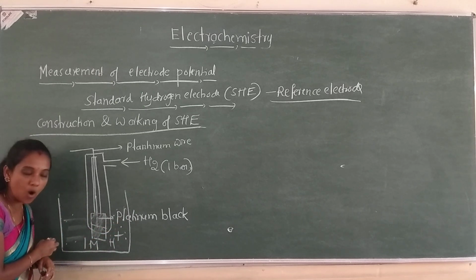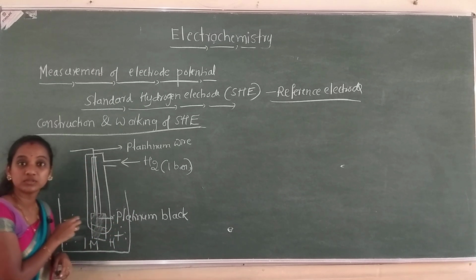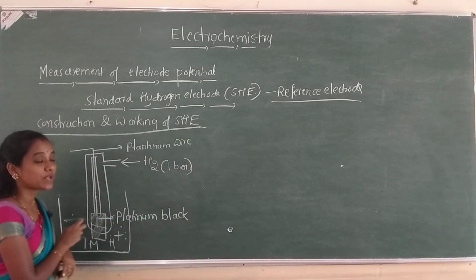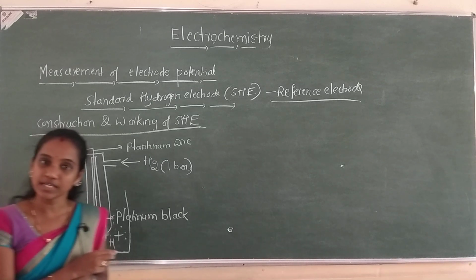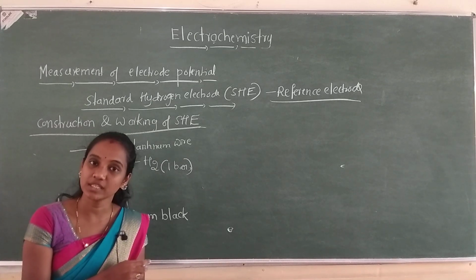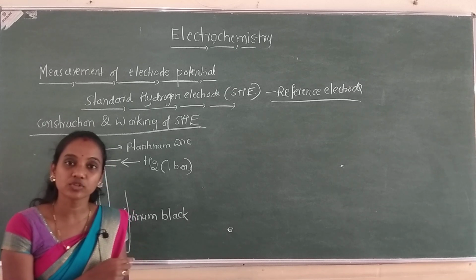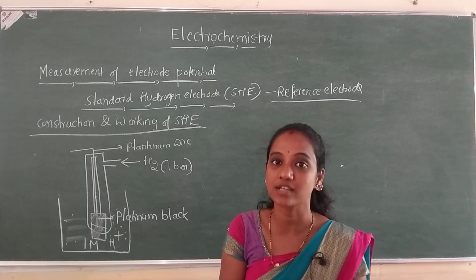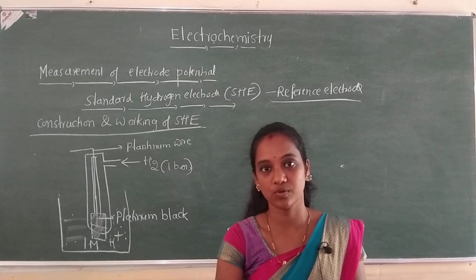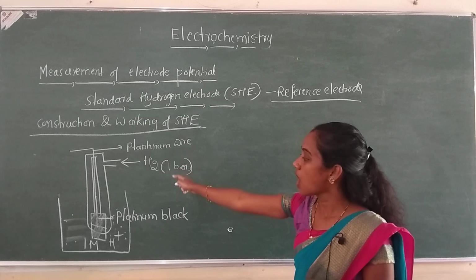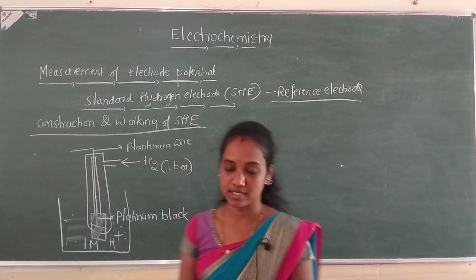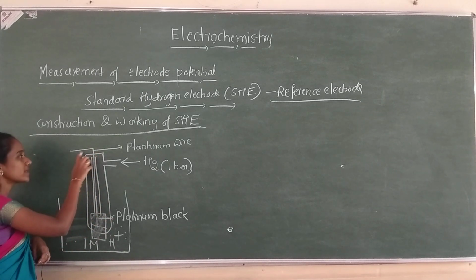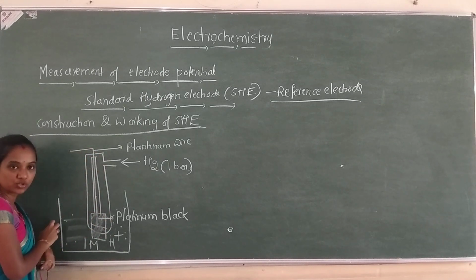It consists of a platinum electrode. What is the electrode present in the hydrogen electrode? It is platinum, which is an inert electrode. I already told in the first class, an inert electrode is the one which does not take part in any chemical reactions. It only provides a surface for the oxidation as well as the reduction process. So the standard hydrogen electrode consists of a platinum electrode.